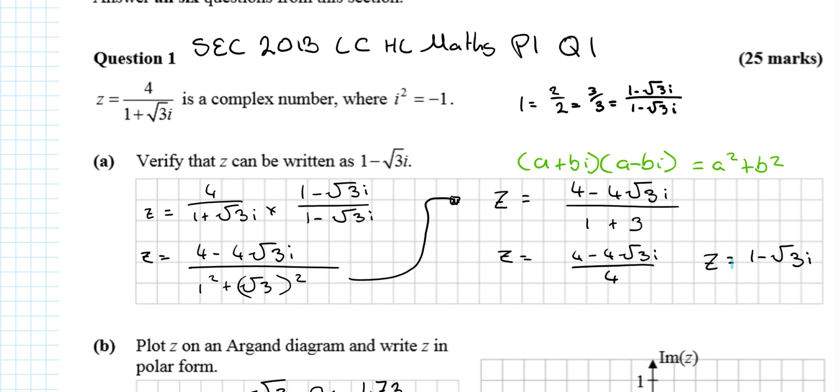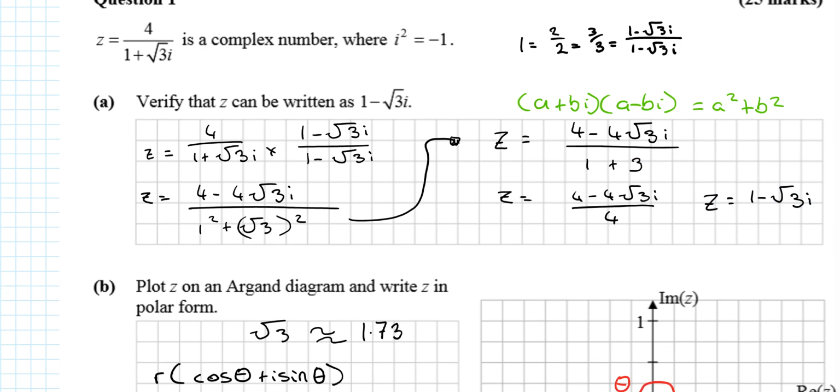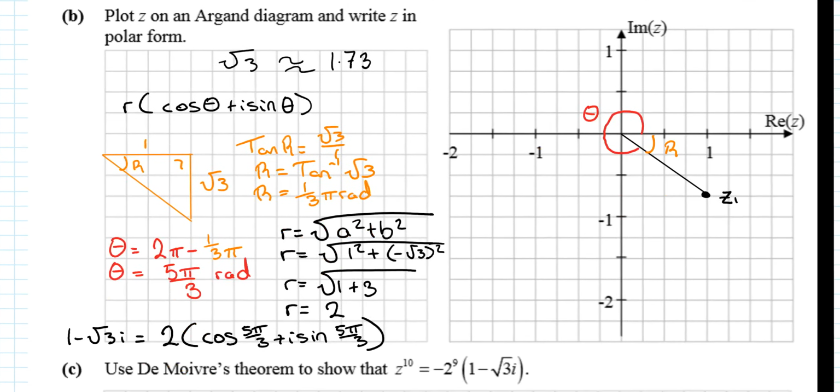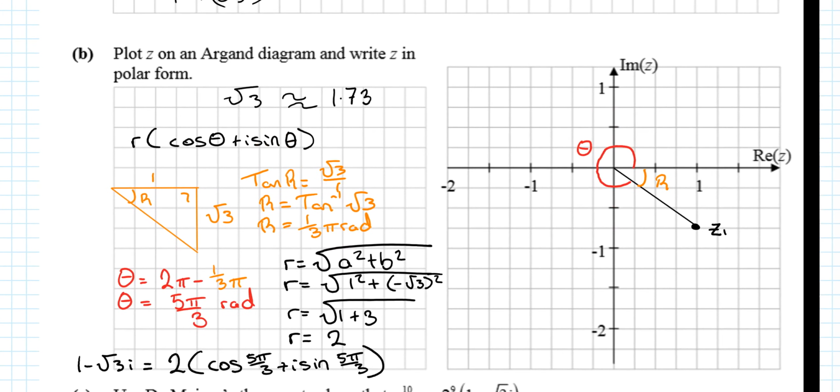Next part of it says plot Z on an Argand diagram and write it in polar form. Okay, so roughly speaking, the square root of 3 is 1.73. So I knew it was 1 minus the square root of 3i. So I knew it was 1 on the real axis. I just needed to sort of visualize what the square root of 3 was on the imaginary axis.